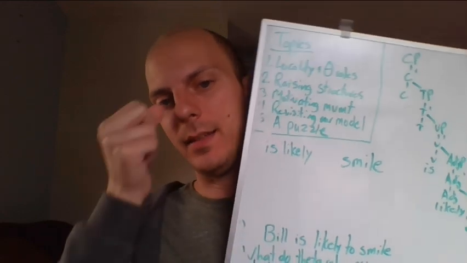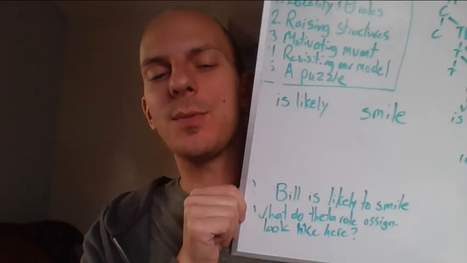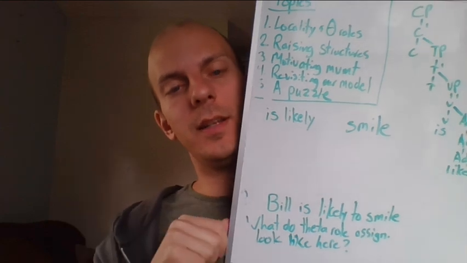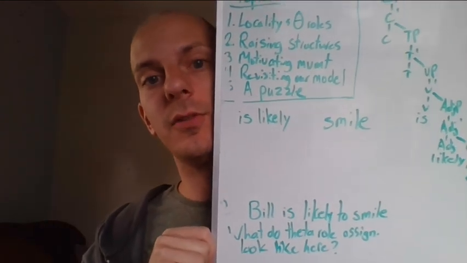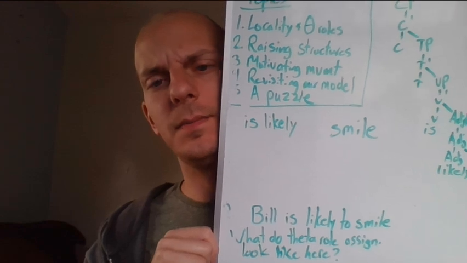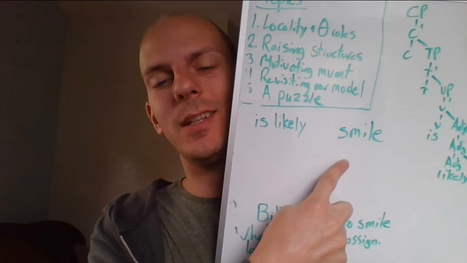Think about the semantics, right? Picture this environment. Bill is likely to smile, or at least that's what we're hinting about. It's not concrete because it's only likely, but regardless, Bill is the one that is the potential smiler. He's the one that's likely to smile. So we want Bill to be the agent of smile.